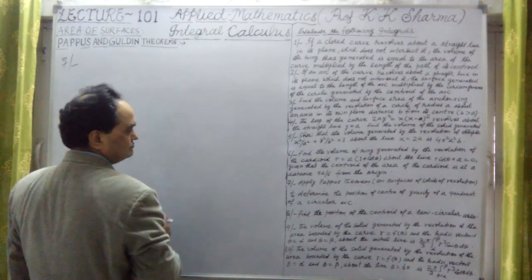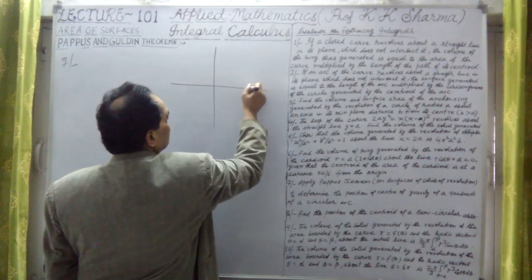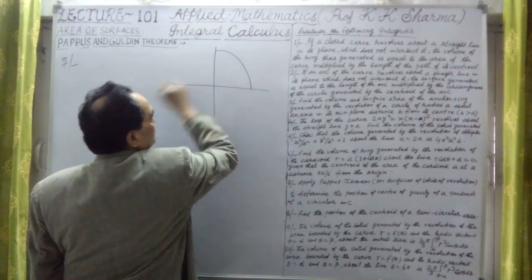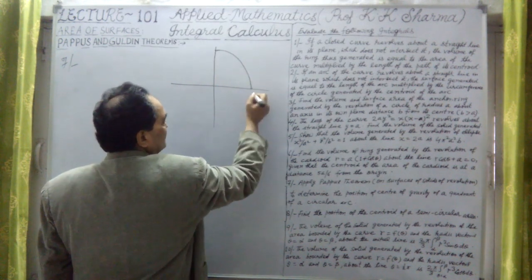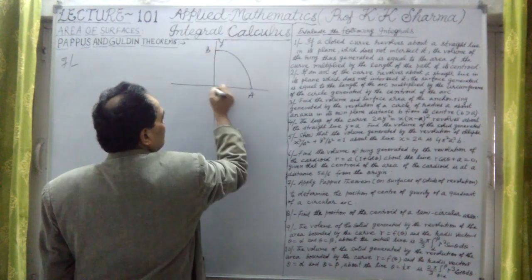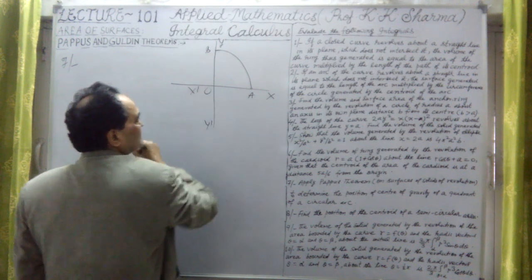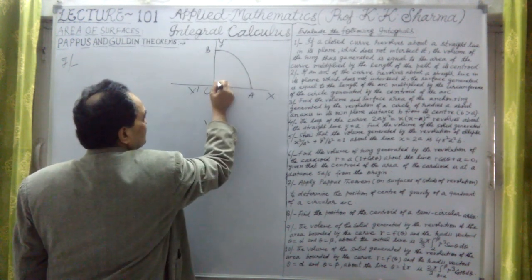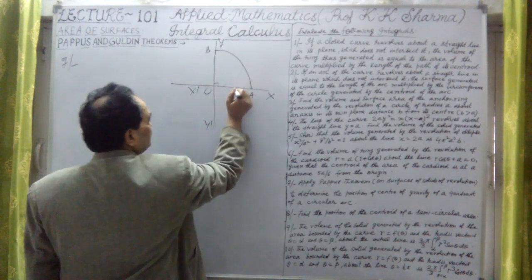Let us take this quadrant of a circle, one fourth of a circle. This is point A, this is point B. This is the Y axis, O is the origin, this is the X axis, Y dash axis. Now this is the arc length here. This is a right angle. So this circular arc has radius a.